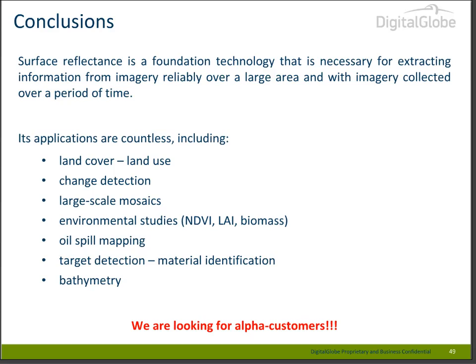So to conclude this webinar, surface reflectance is a fundamental technology that is necessary for extracting information from imagery in a reliable way over a large area, and with imagery collected over a large period of time. Its applications are countless, and they include land cover and land use, change detection, large mosaicking, environmental studies using, for example, NDVI, leaf area index, or biomass, and also oil spill mapping, target detection, or bathymetry. So I'd say this is a fundamental technology. It's a base layer that people should be using to build other products on top of it.